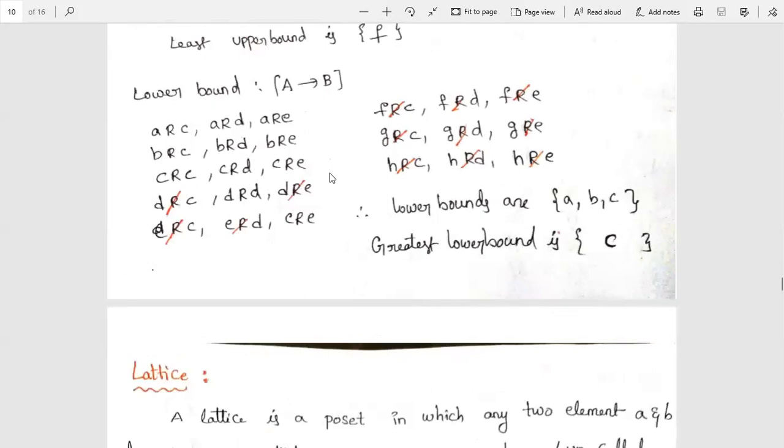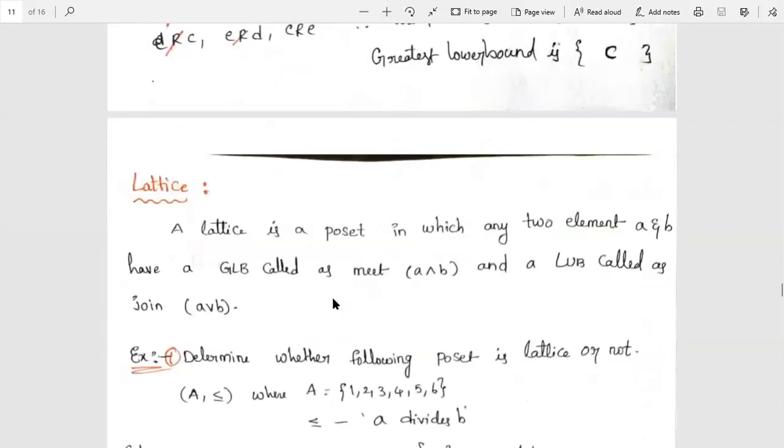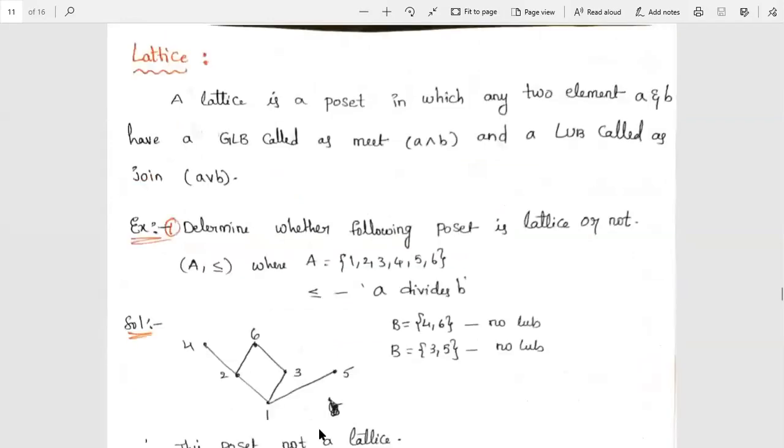These are the main components of poset and Hasse diagram terminology: maximal element, minimal element, greatest element, least element, upper bound, lower bound, least upper bound, greatest lower bound. So the next topic is lattice. This is one of the other important topics in this unit.